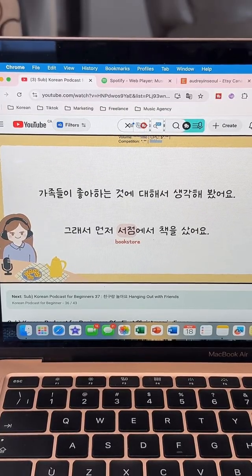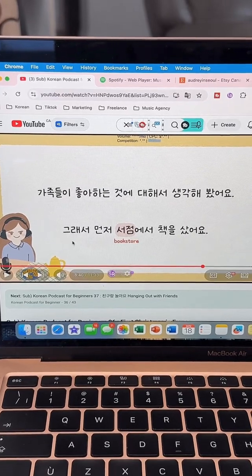So let's go with the last one just right here, which is 그래서 먼저 서점에서 책을 샀어요. 그래서, so therefore, in other words, okay, it is a connective word. So what does connective words do?